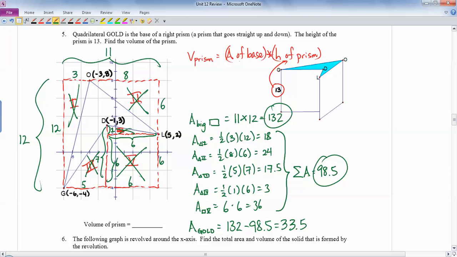Well, I got to multiply it, remember, so that's just this part. I have to multiply it by the height of the prism, which is 13. So the volume is going to be 33.5 times 13, which ends up being 435.5.